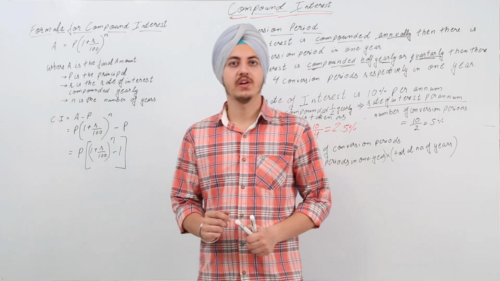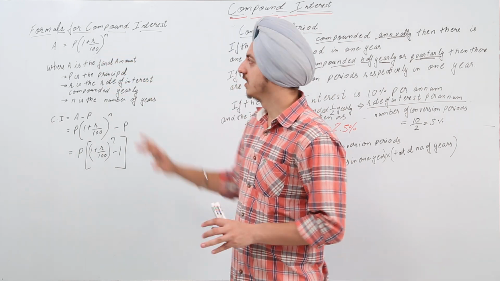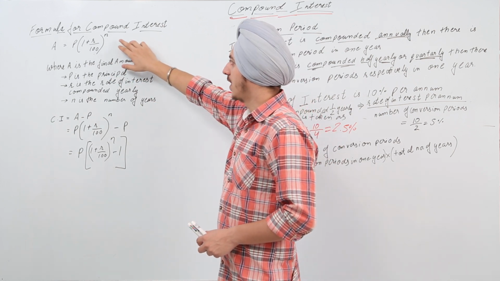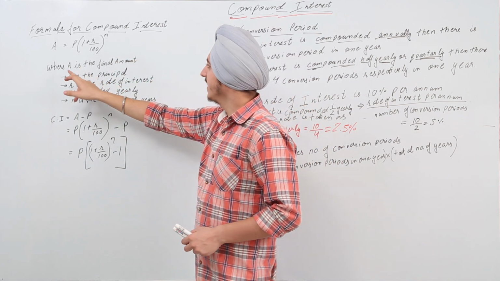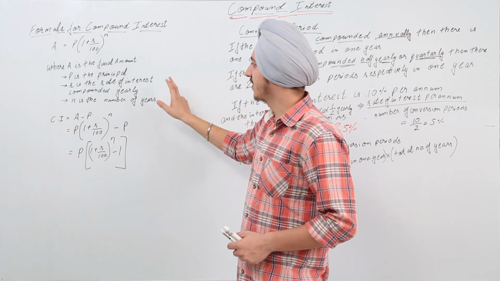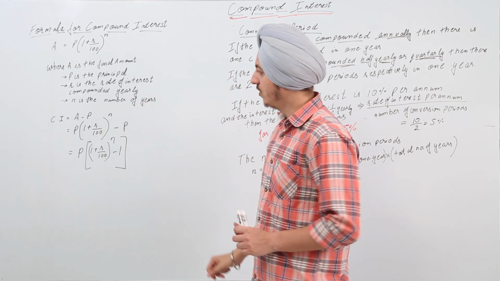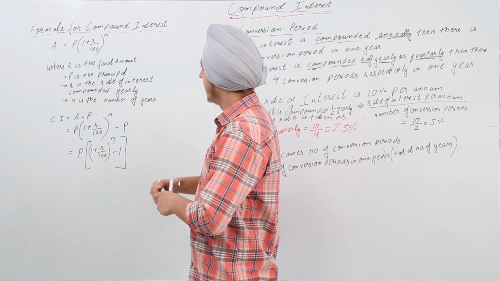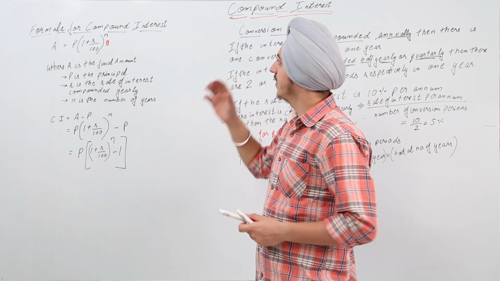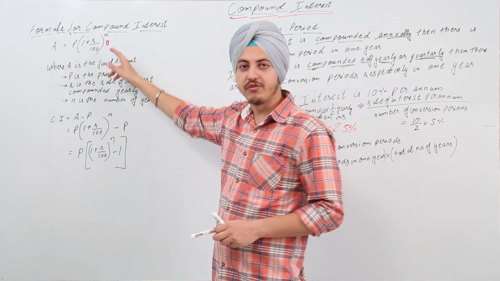There is another way we can calculate the compound interest, and that is by using this formula. In this formula, we have A equal to P into (1 plus R by 100) raised to power n, where A is the final amount, P is the principal, R is the rate of interest compounded annually, and n is the number of years. So this formula gives us the amount that comes after a particular period of time for a particular principal and for a particular rate of interest.